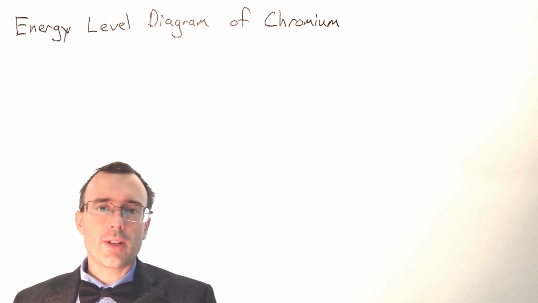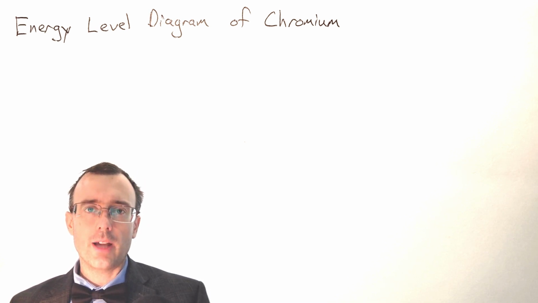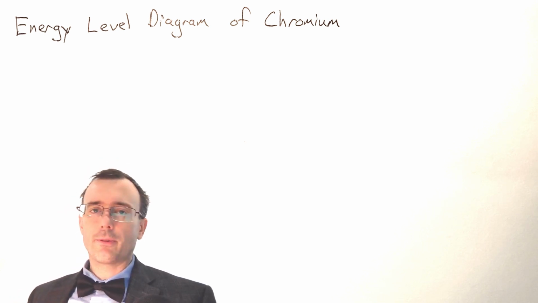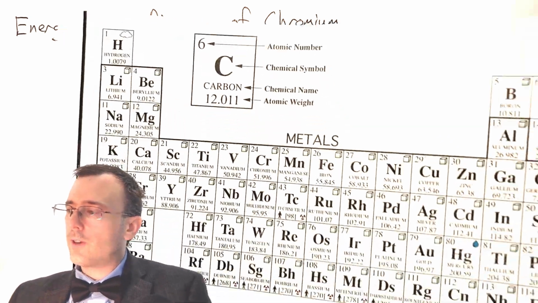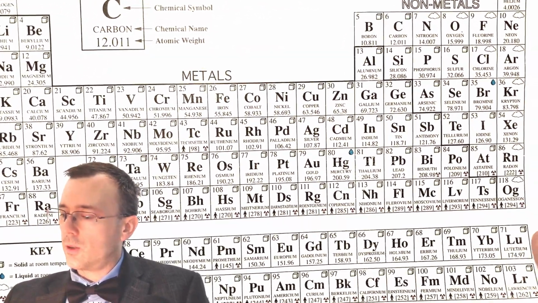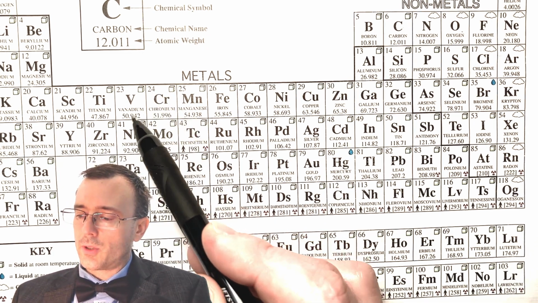All right, we're going to try one more sample problem today, and it's going to be a little bit of a more challenging one. Let's go ahead and write out the energy level diagram of chromium. And so like before, the first thing that we want to do is find chromium on the periodic table. All right, and so on the periodic table, we find chromium in the middle here. There it is, element number 24.